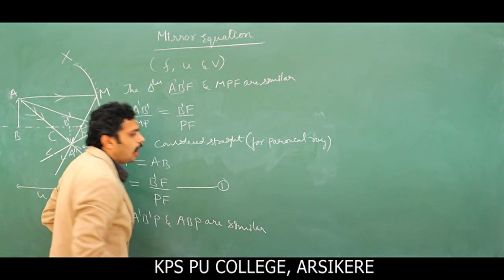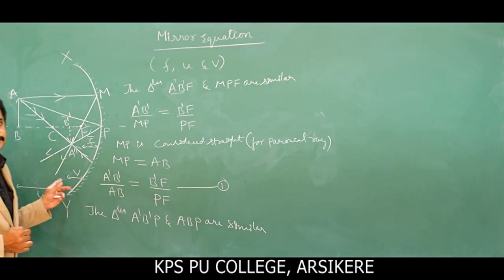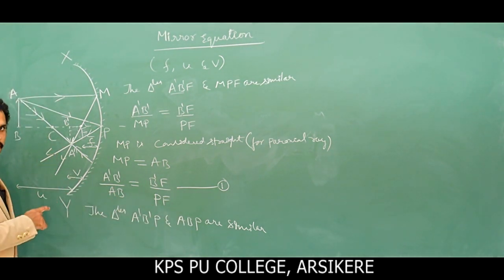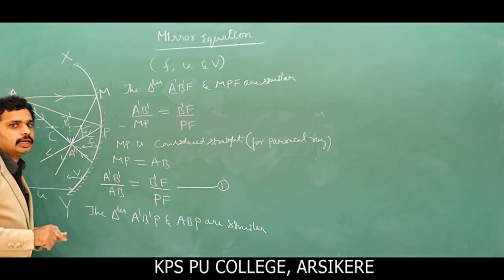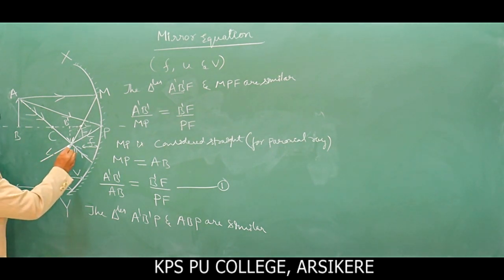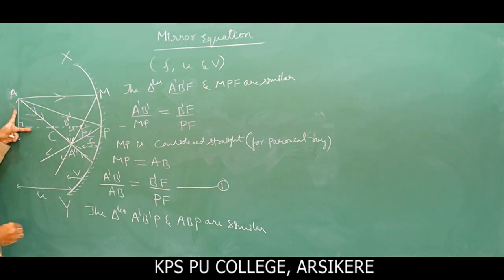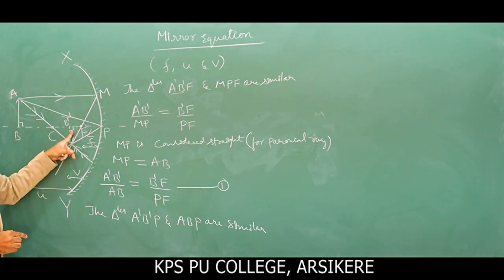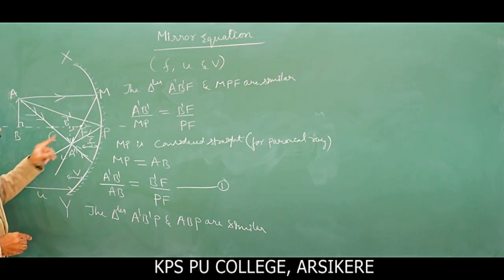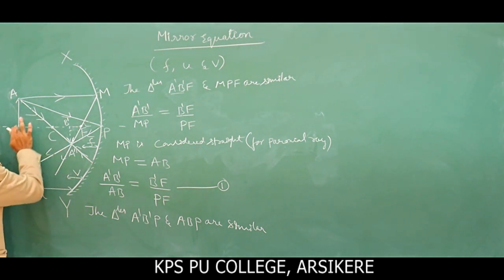How are these two triangles similar? Look here, very important. Observe how these two triangles are similar. This angle is 90, this angle is 90, 90 degrees, 90 degrees. Got it? Now look here.